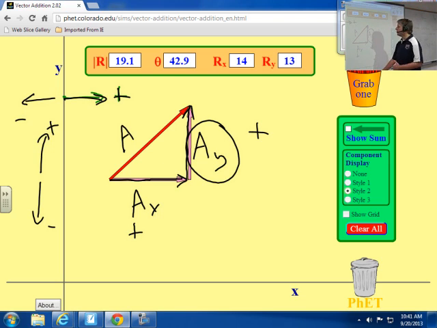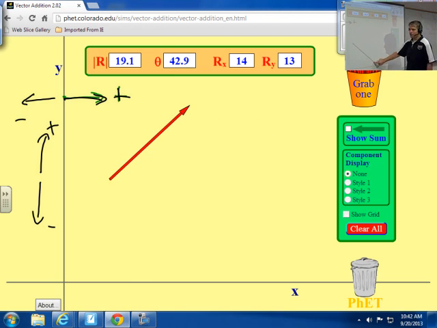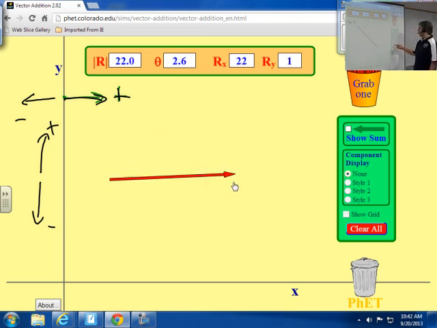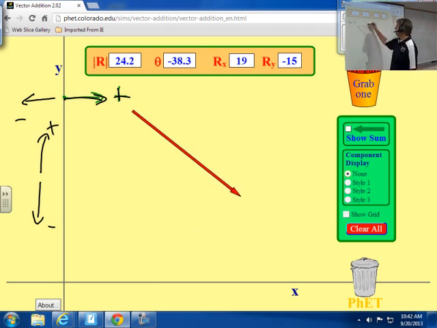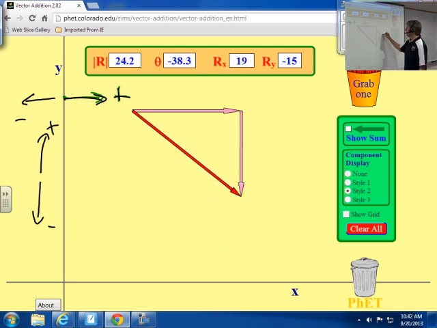Let's try a different vector. In fact, we'll try a few different vectors, and let's see if we can figure out if the x and y components are positive or negative. All right, let's create a new vector. I'm just going to take this one and rotate it and change the length so it's now a different vector. There's my vector. There are its components. In the x direction, it has this component, and in the y direction, it has this component. Is the x component positive or negative? Well, it points to the right, so it's a positive x component. What about the y component? Well, it goes down, so it's a negative y component.